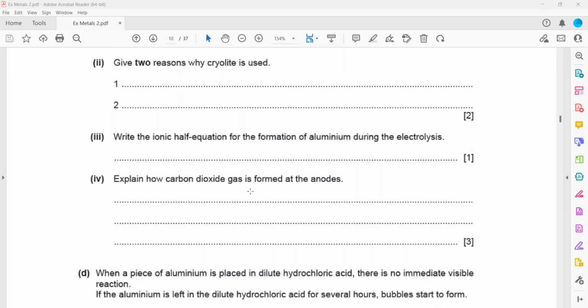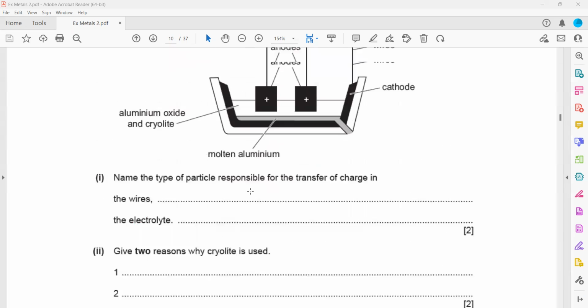Then write an ionic equation for dissolving aluminum oxide. Like aluminum oxide is dissolved in cryolite. Cryolite is like a molten substance, but you can consider it a liquid, and it dissolves aluminum oxide. So cryolite is actually acting like a solvent.